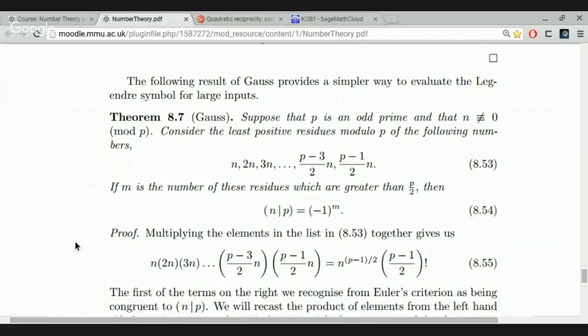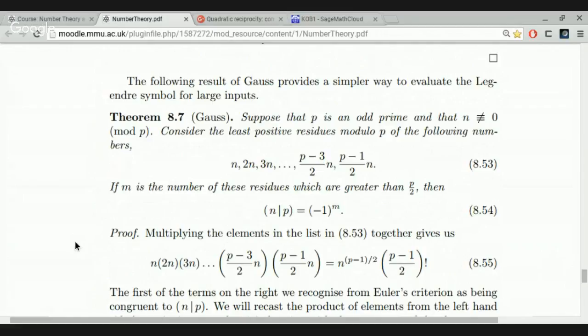And this number m is the count of the number of these which represent congruence classes in the second half of the congruence classes, from (p+1)/2 up as far as p-1. The number of those that you encounter when you look at these multiples of n, that count is this number m. And that gives you the exponent on the -1. So if m turns out to be even, you're looking at a residue. If m turns out to be odd, it means the n you're looking at is a non-residue. So we proved that last time.